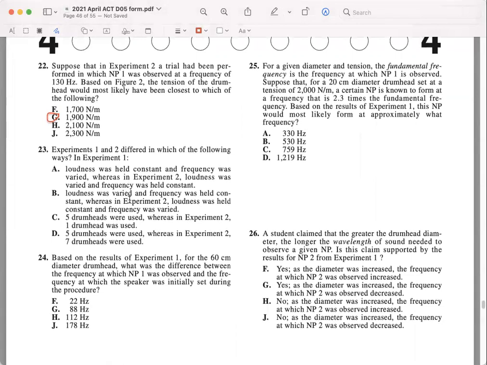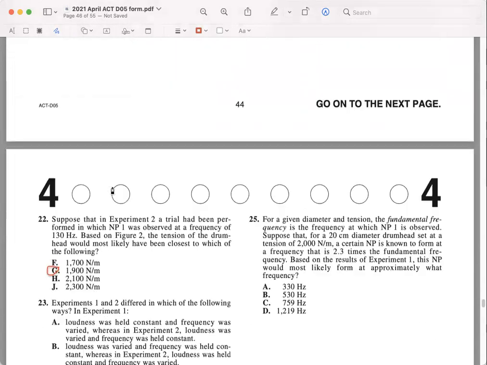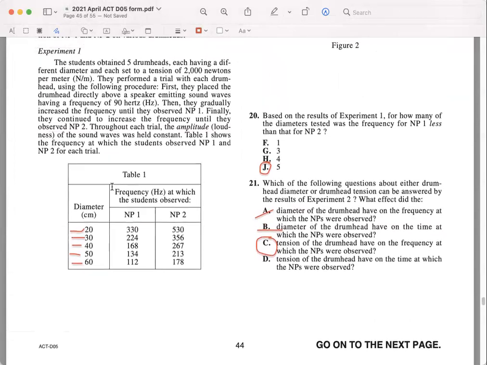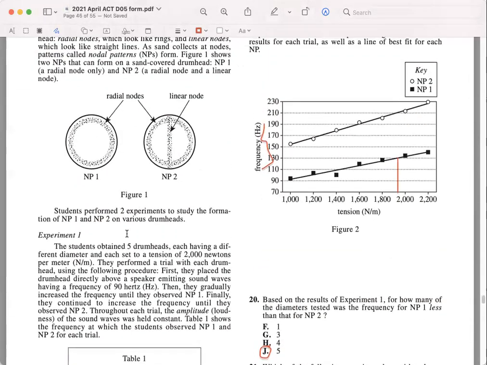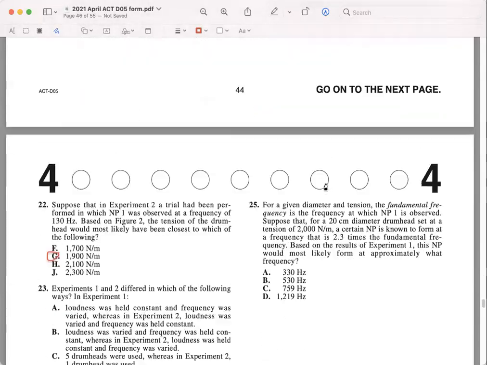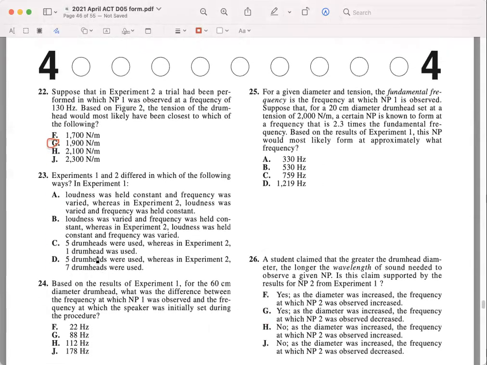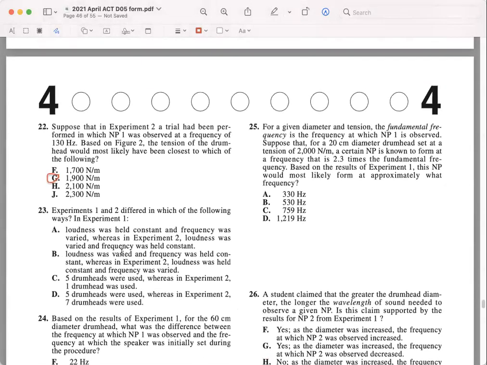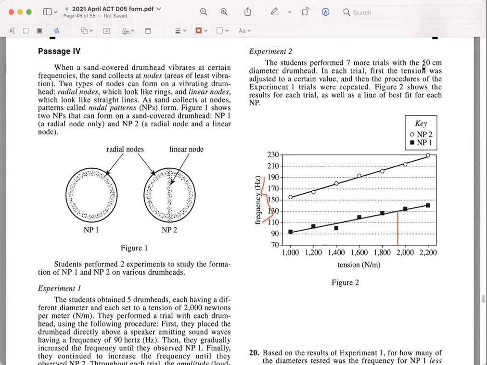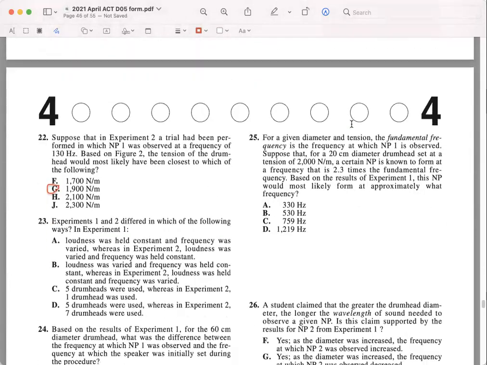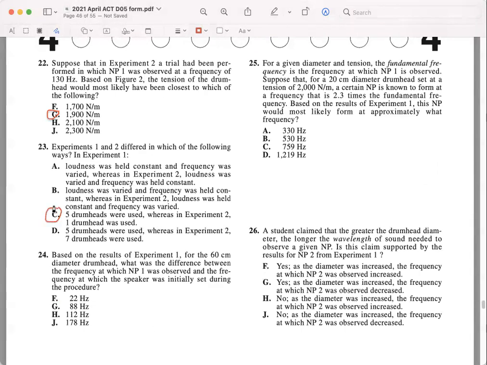Experiments 1 and 2 differed in which of the following ways? In experiment 1, loudness was held constant and frequency was varied. Yes, frequency was varied and loudness was held constant. Loudness was varied and frequency was held constant. No, we're not varying the loudness here, we're repeating the same, so it's not this. I think it's C because here we are using 5 different drumheads, but here you're using the same 50 centimeter drumhead. So that's the point of difference. It's option C.